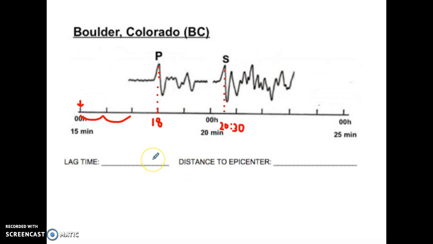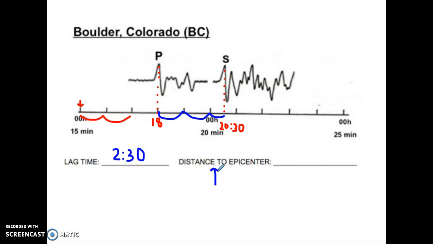The lag time is the difference between those two. So you would subtract them, or you could just use it like a number line and count as is. And when I do that, I see that I have 1 minute, 2 minutes, and a half. So the lag time is 2 minutes and 30 seconds. Now we have to use that 2 minutes and 30 seconds in order to find the distance to the epicenter.